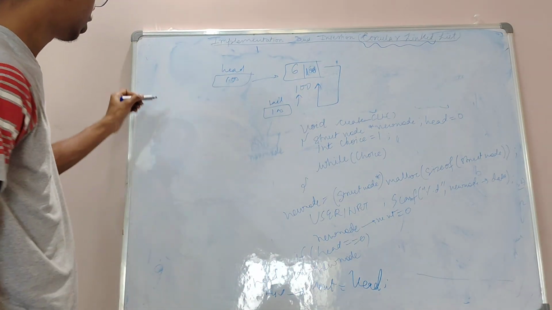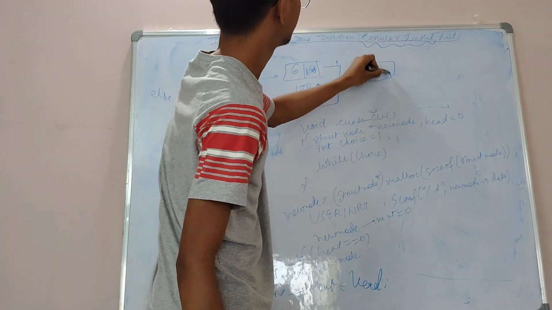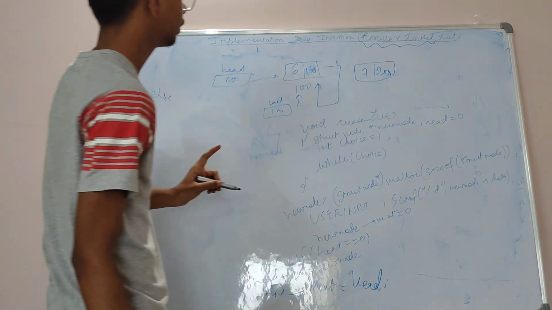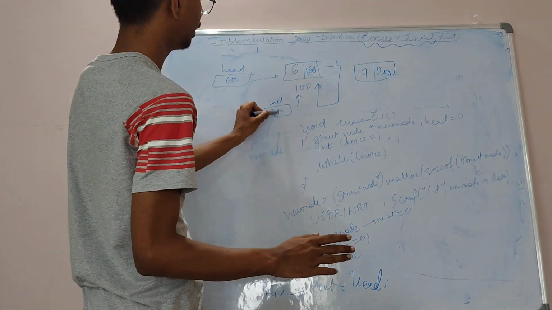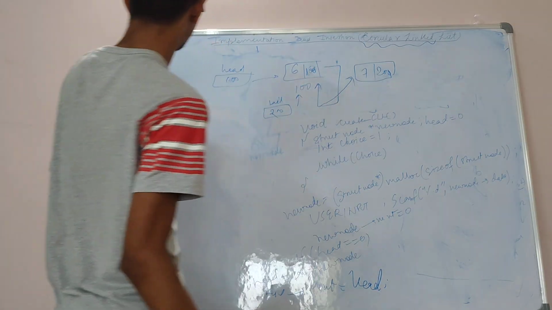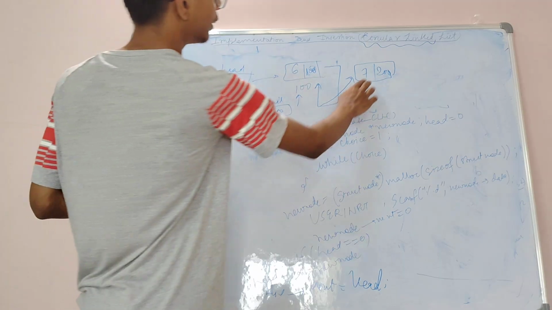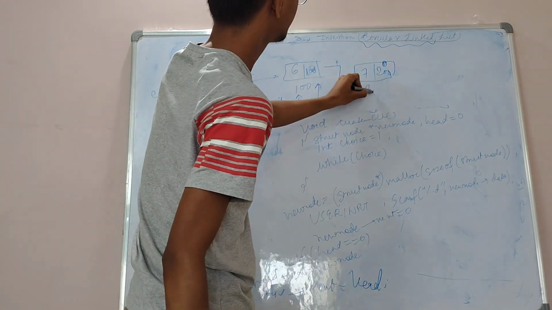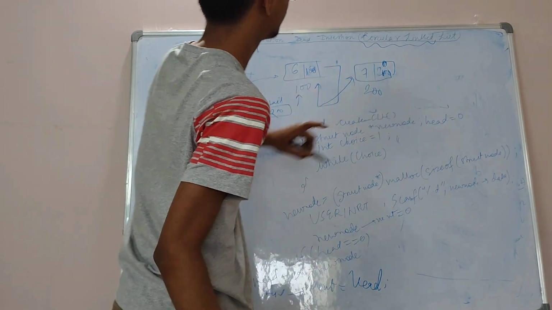Now, the else part. If I create a new node again, suppose the data is 7 and the address of this is 200, so I will point my tail this time here. Initially its next is 0, and I want to store 100.